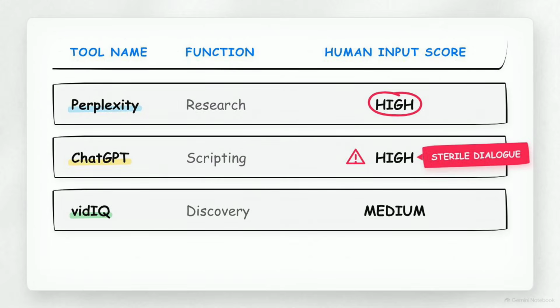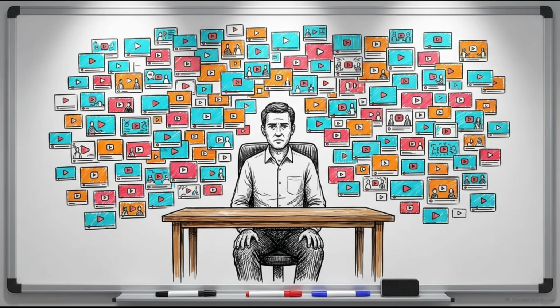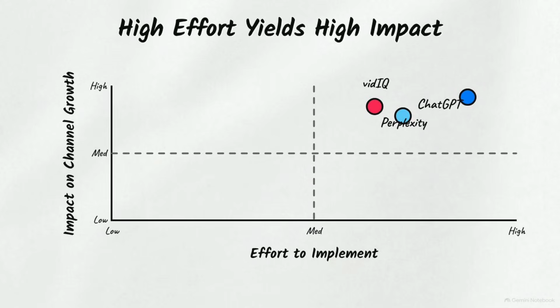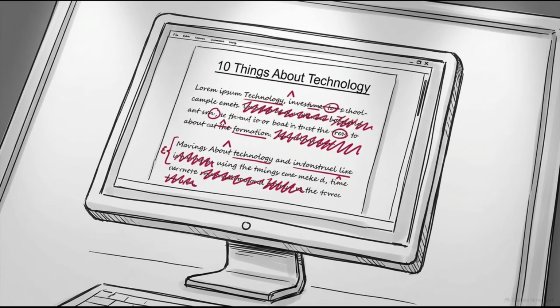Moving to discovery, vidIQ matches your video concepts with actual audience demand using search volume and competitor metrics. The risk here is that optimizing exclusively for existing search trends can trap you. You stop inventing new formats and only make what already exists. When we map these 3 tools onto our chart, they land high on both effort and impact. Pre-production software requires the heaviest human oversight. If you automate the foundation of your video, the substance becomes entirely forgettable.